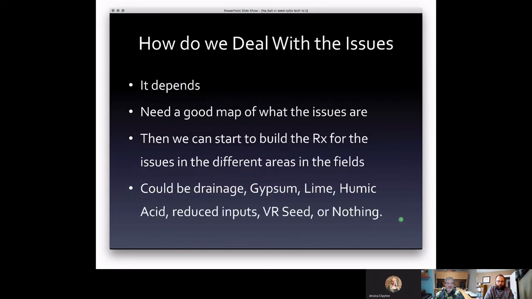Well, how do we deal with these issues? Well, it ultimately depends. We need a good map of what the issues are. Then we can start to build the recommendations for the issues in the different areas of the field. And it could be a combination of any of the following here. It could be drainage we need. It could be gypsum, lime, a combination of. Humic acid could play a part of it. Reduced input, certainly. Looking at variable rate seeding. And sometimes we just have to walk away from these spots because there's nothing that we can do to fix them. And this is a hard thing to come to realize, but that's the reality in some instances, that we just got to walk away.